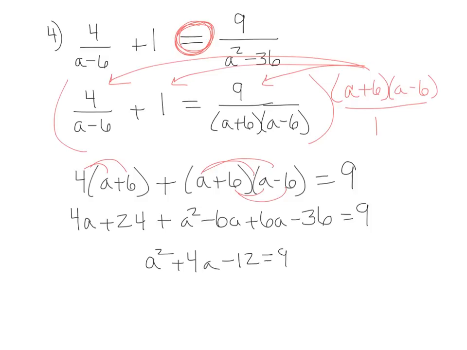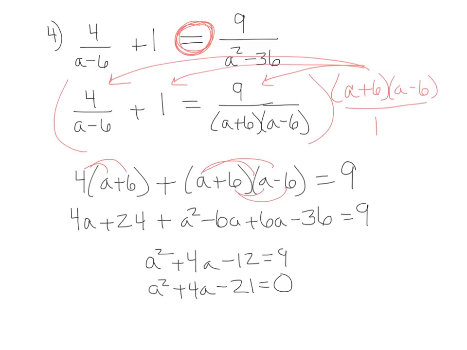Okay, this is a quadratic because of the squared. So we have to put everything on one side and set it equal to 0. Put everything on one side, set it equal to 0. So that means we have to subtract the 9 from negative 12. That'll be minus 21.